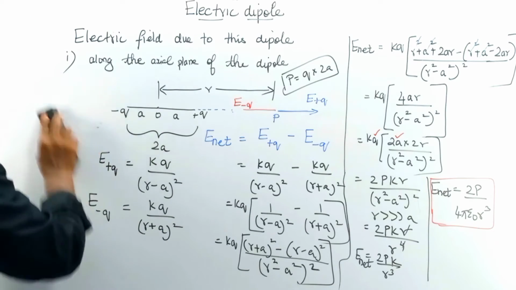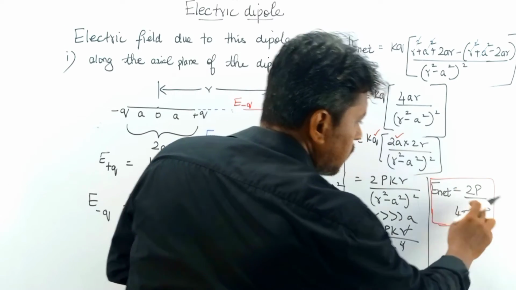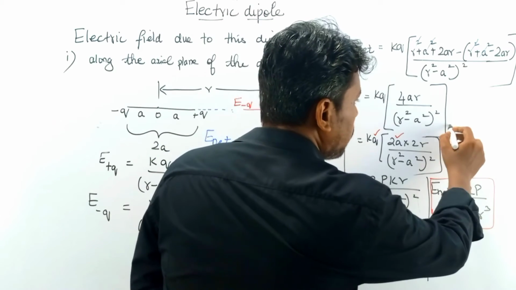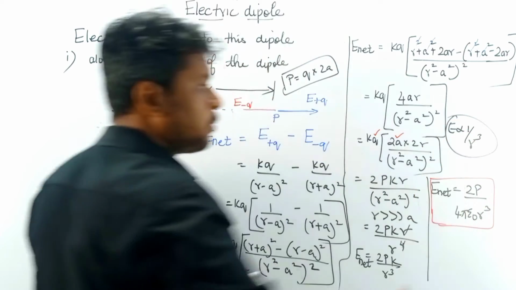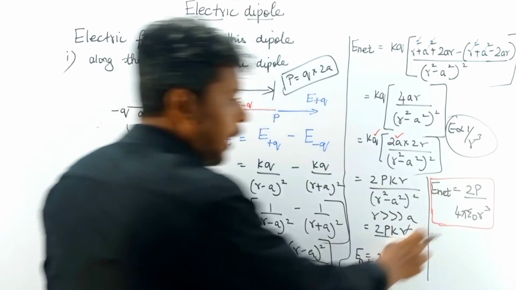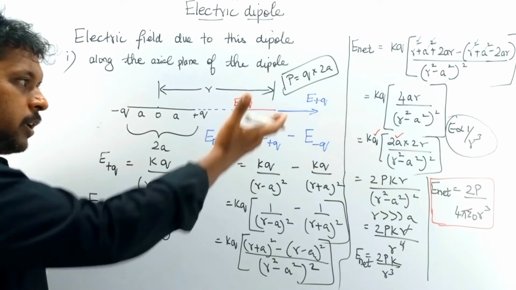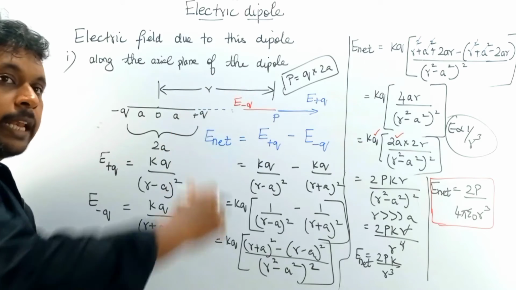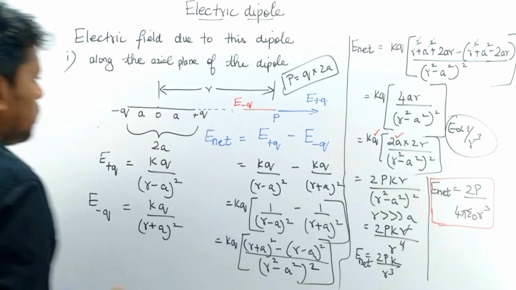Okay, so this electric field depends on these two terms: the dipole moment and also the distance r. The electric field here is proportional to 1 by r cube. Normally, electric field depends on distance as 1 by r square, but in the case of a dipole, the relationship with the distance is up to 1 by r cube. Okay, fine. So now the direction.